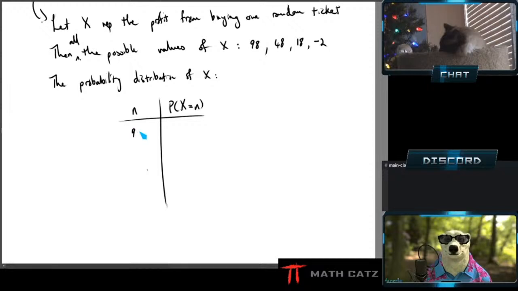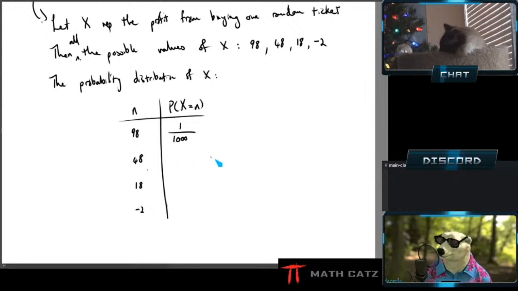Different values of x: 98, 48, 18, and then -2. Now, I already have a situation where the tickets are equally likely to be selected. So I have a possible 1,000 tickets I could buy one from. There is one specific first prize ticket. So my chances of winning first prize is 1 in 1,000. So see, our probabilities are nice and simple. And you might have a good intuition about them as well. 1 in 1,000, of course it is.